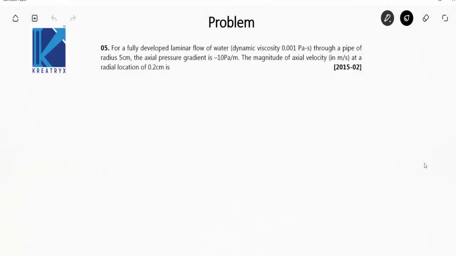For a fully developed laminar flow of water, dynamic viscosity mu is 0.001 Pascal second, it is given through a pipe of radius 5 centimeters. So be aware that here radius is given. Generally we are given the diameter, here radius is given. So be careful. The axial pressure gradient is minus 10 Pascal per meter. We need the magnitude of axial velocity at a radial location of 0.2 centimeter.